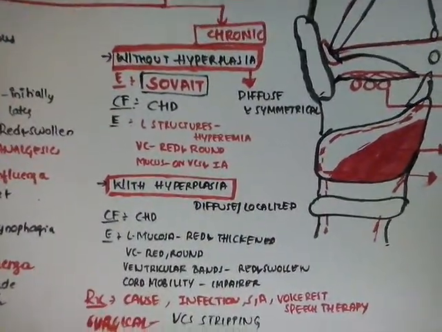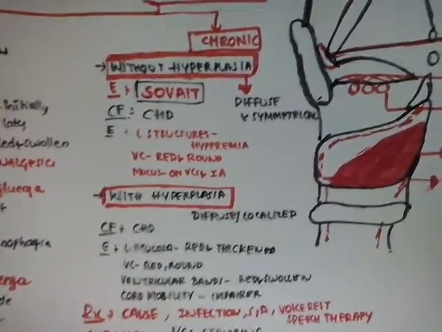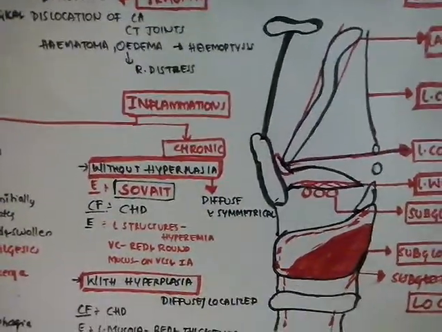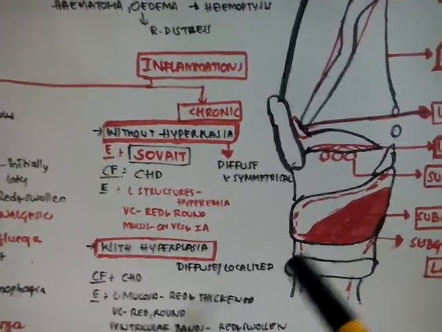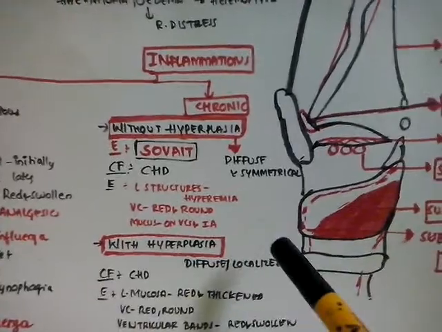Coming to the chronic inflammations, chronic are without hyperplasia and with hyperplasia. Without hyperplasia is diffuse and symmetrical; it involves the whole larynx, whereas with hyperplasia is diffuse or localized.